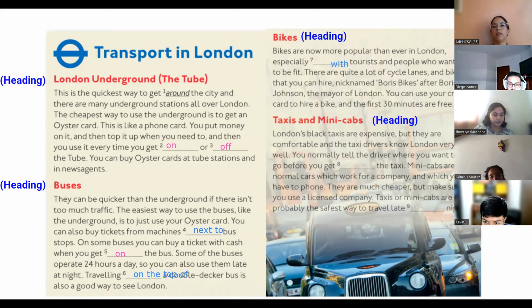Taxis or mini cabs are probably the safest way to travel late. Genesis. Number 9. Late at night. There you go. Parts of the day, remember? At night. Okay, Genesis, quickly. There it is. Thank you. Okay, good. Now the article is complete.